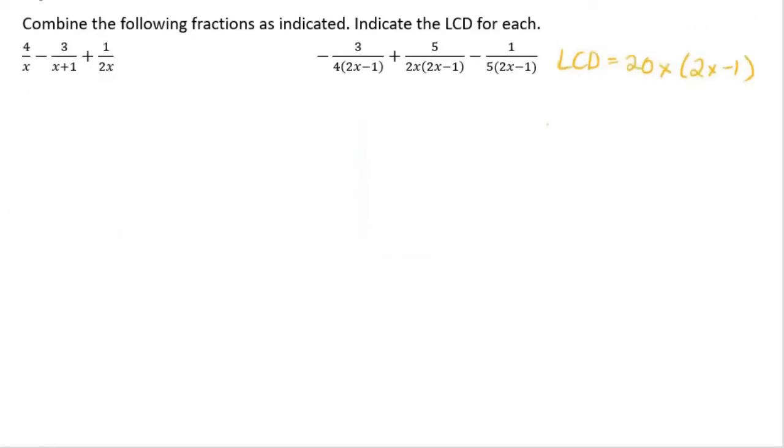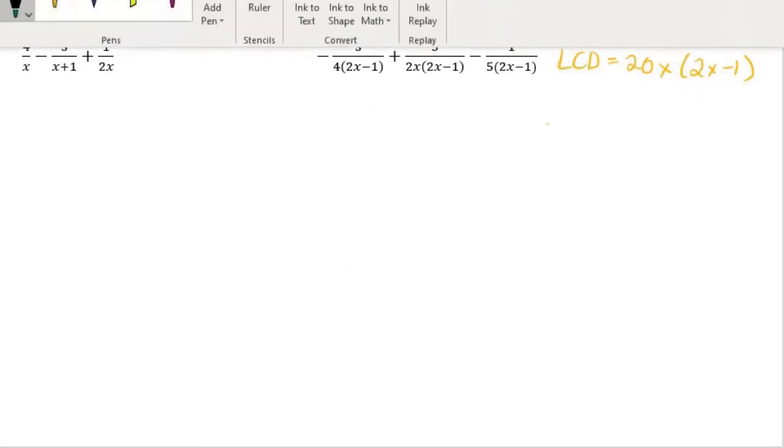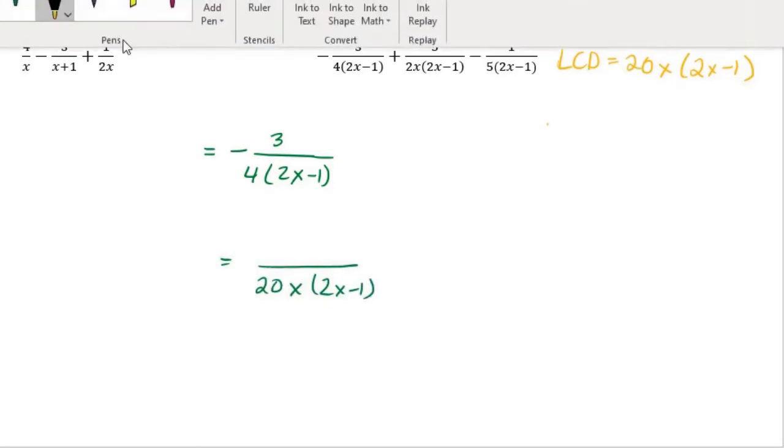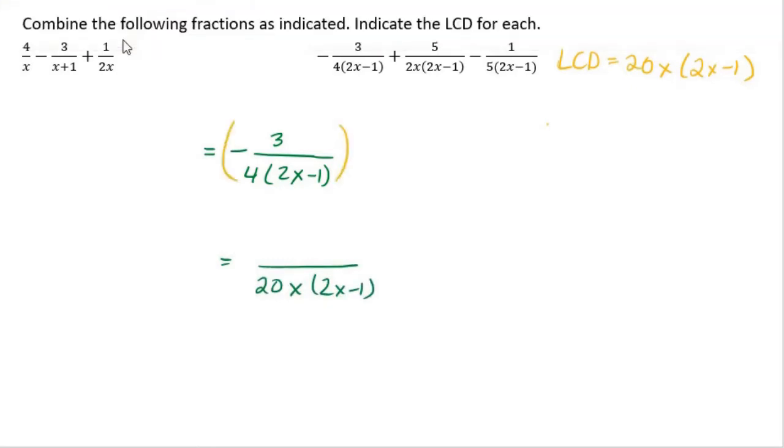Okay, we had previously determined that the lowest common denominator for this second question was 20 times x times 2x minus 1. So let's put that into practice. We're again going to convert each fraction into an equivalent fraction with the new denominator, and we really want that denominator to be 20 times x times 2x minus 1. So the question is, what do we need to multiply the fraction by? And again, we're looking for what's missing.